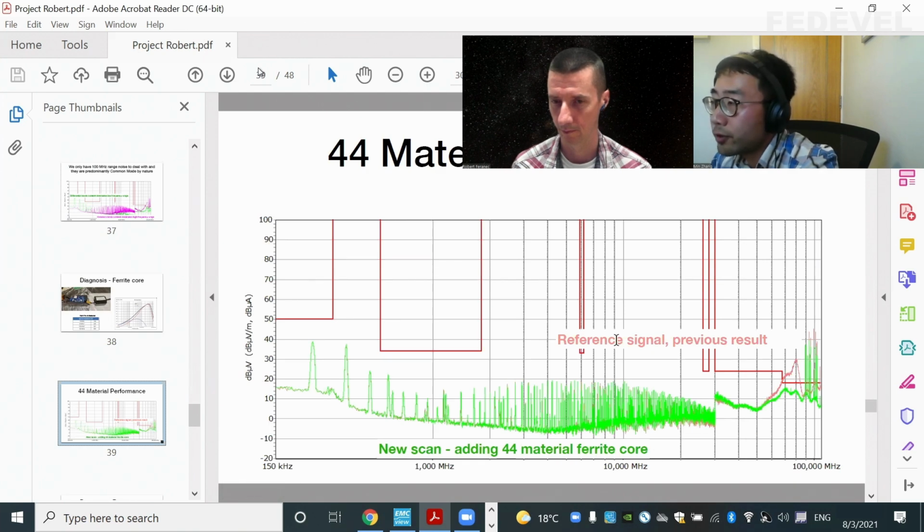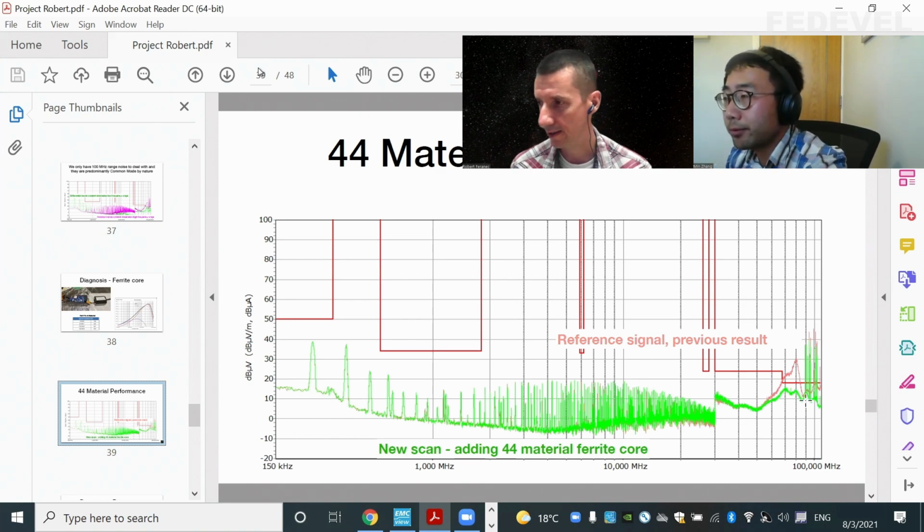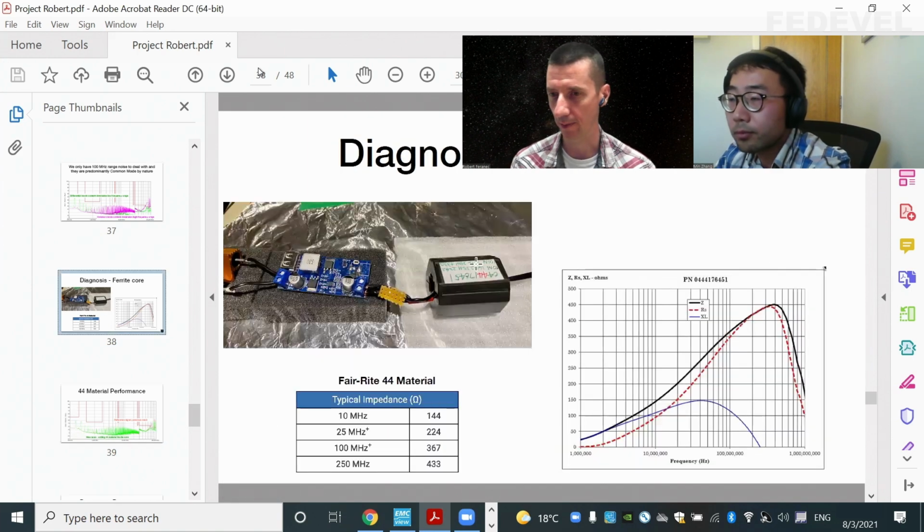The reference signal here is the previous results, which exceeds the limit. And the green one is the one with the common mode choke. It's the ferrite core, and you can see the noise has now been suppressed below the limit. And you place the ferrite on the input cable.